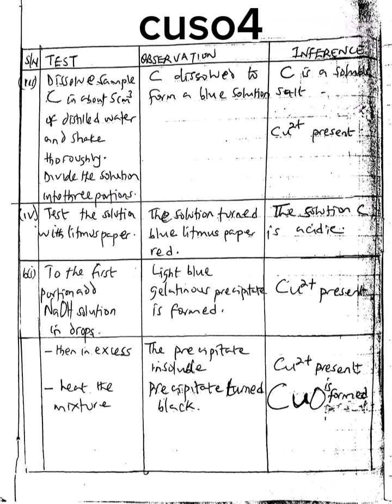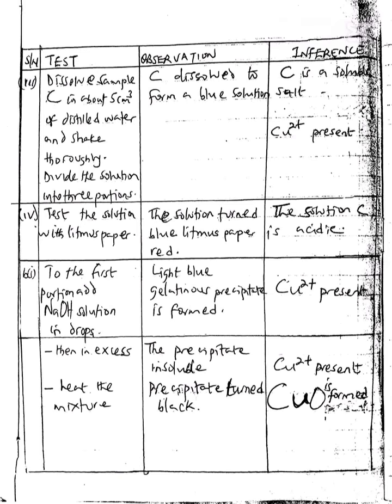Once you dissolve this sample C and shake thoroughly, what will happen? You will observe that C dissolves to form a blue solution. So the coloration of the solution will become blue, and in your inference you write C is a soluble salt because C has dissolved. Actually, no need of writing Cu2+ is present. I think they are just trying to test for the solubility. So C is a soluble salt.